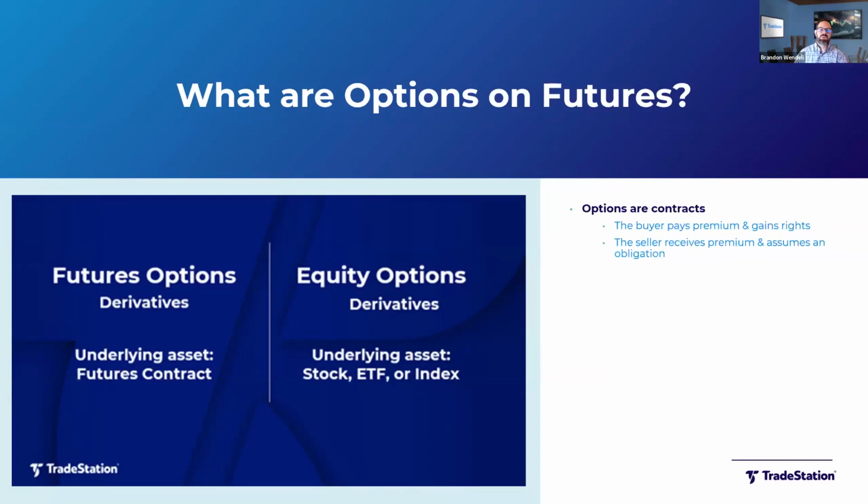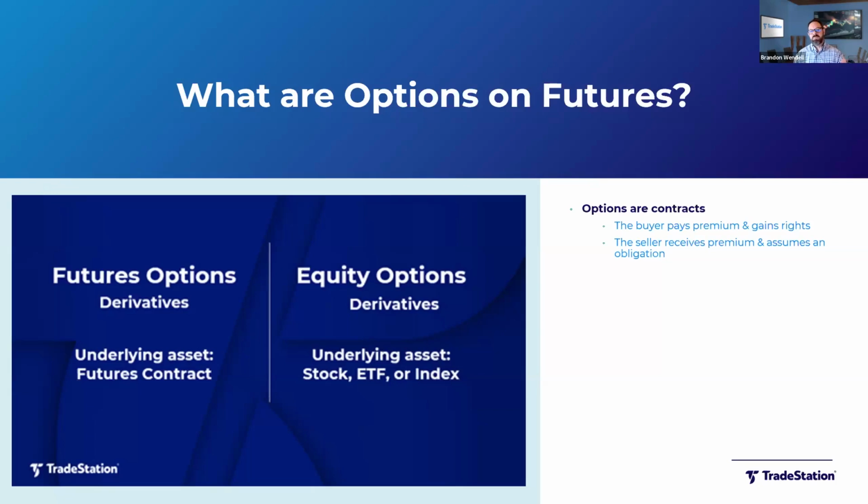And options on equities are what most people are very used to, if you will. They buy options on SPY, or they buy options on Apple or Tesla. We're just exchanging the underlying and making it a futures contract. That's it. Instead of a stock, we're dealing with a futures contract. But options are contracts, nothing more.